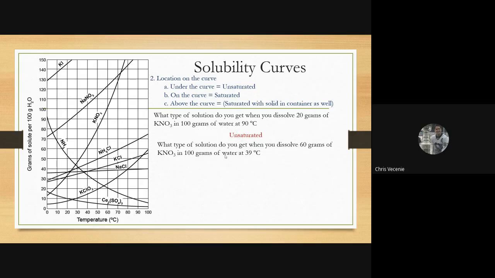Question 2. What type of solution do you get when you dissolve 60 grams of KNO3 in 100 grams of water at 39 degrees? So 100 grams means my graph is matching. 60 grams, I find it here. And then I trace over to 39 degrees, right here under 40. Then I see where I am. KNO3, that's the graph that my cursor is sitting on. So I'm touching that line. If I'm touching the line, I'm on the curve.